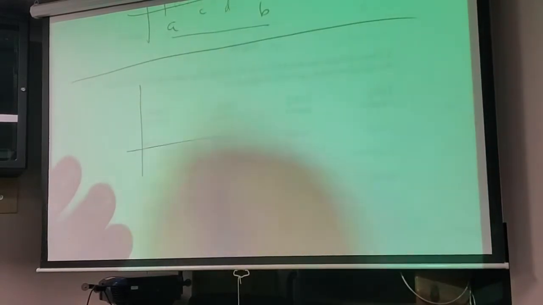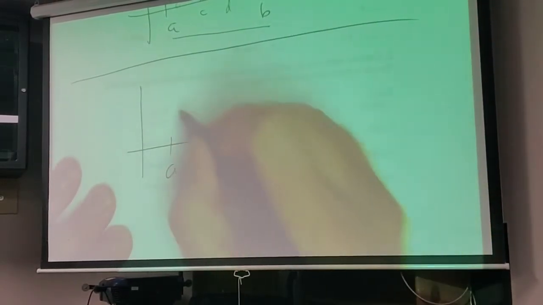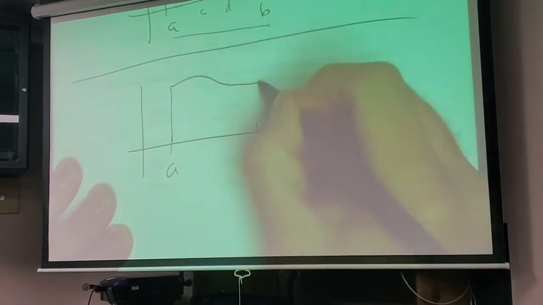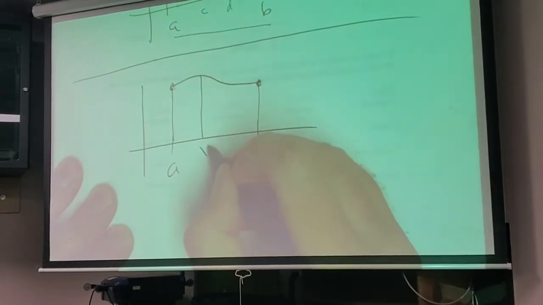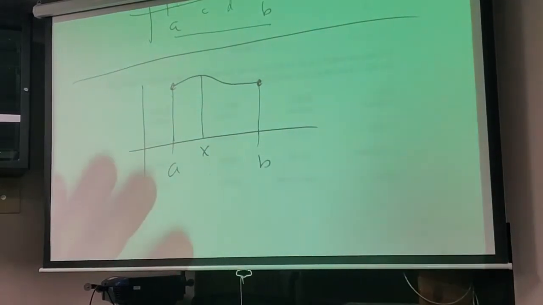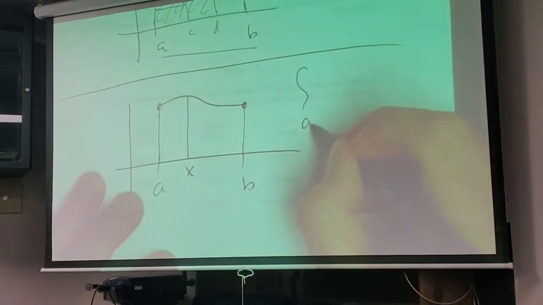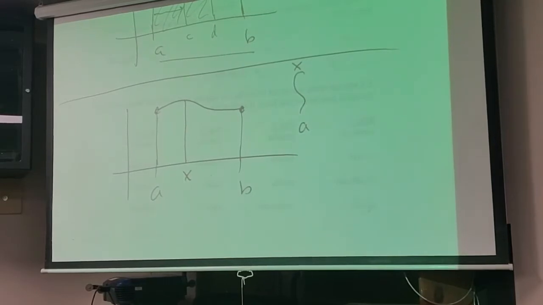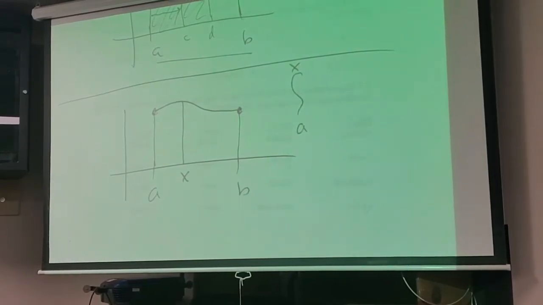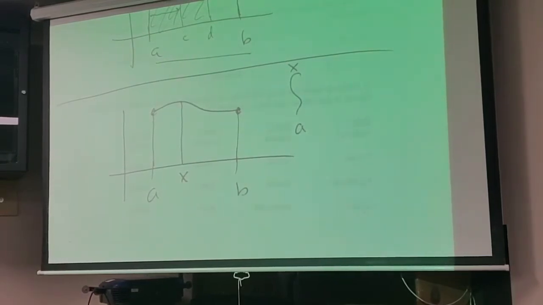So what I really want to do is, let me see if you guys are cool with what I'm about to say. I've got some A to B, and I've got some function. And what I really want to do is say that this is my variable. So I want to integrate from A to X, where X can be anything in between A and B for the moment, right? Let me stop for a minute. Is that all right? Okay.